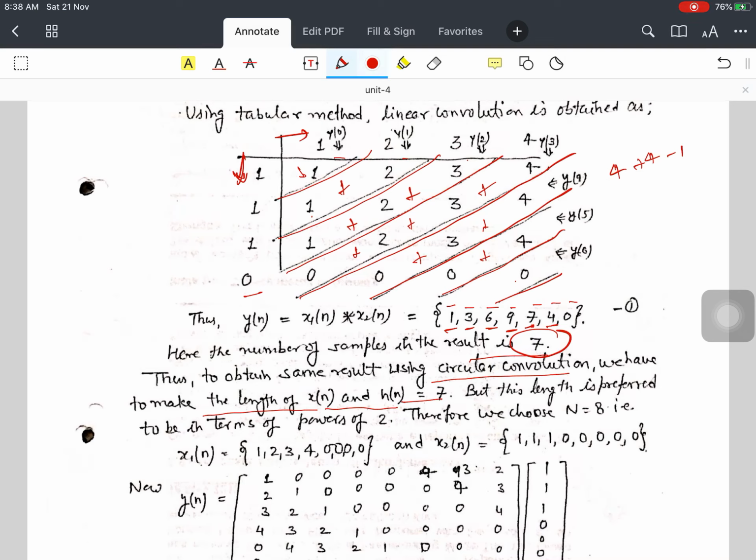So that is why we do the 0 padding, but this length is preferred to be a power of 2. This is an important point you have to see. Therefore, we have to choose N equal to 8.